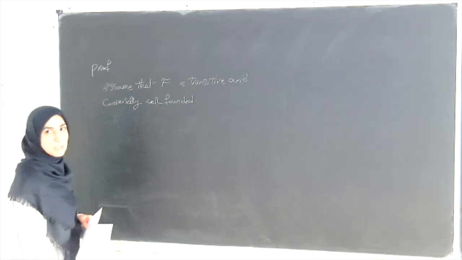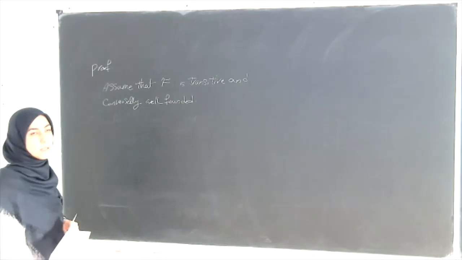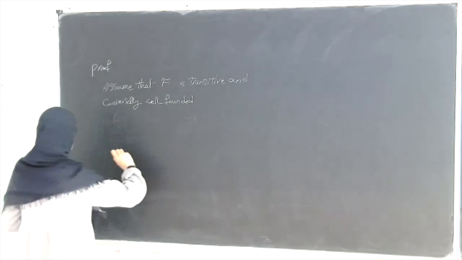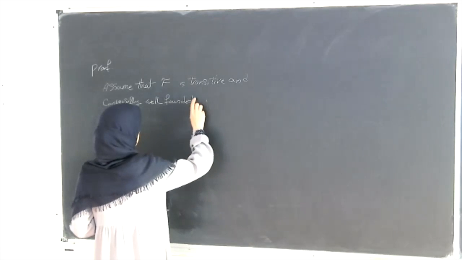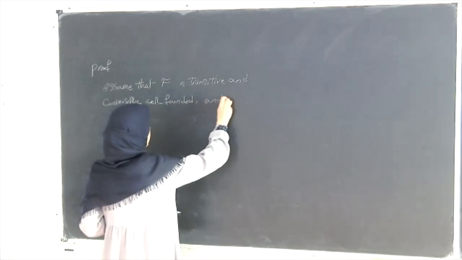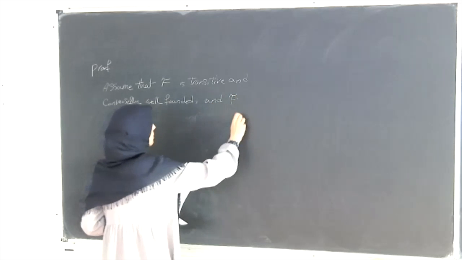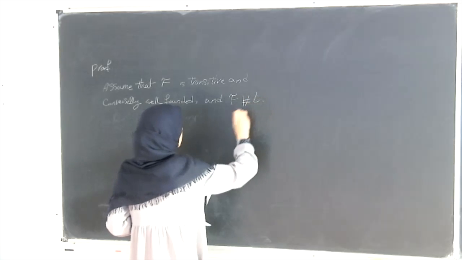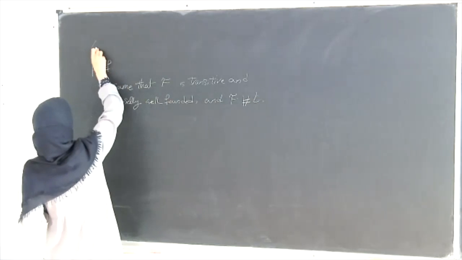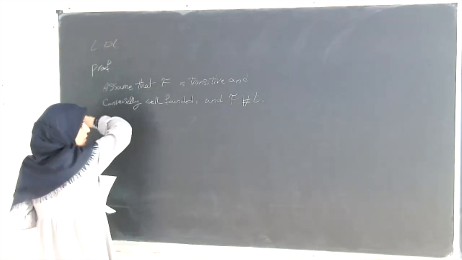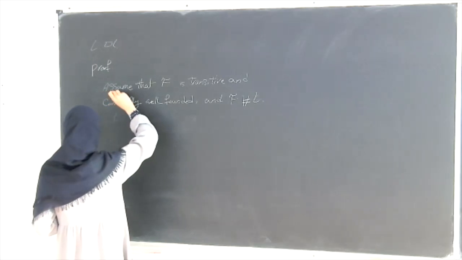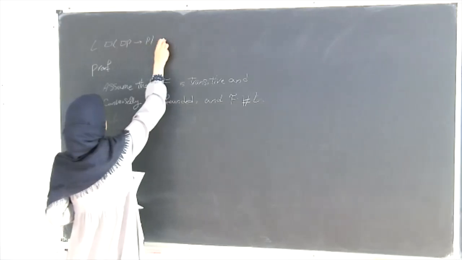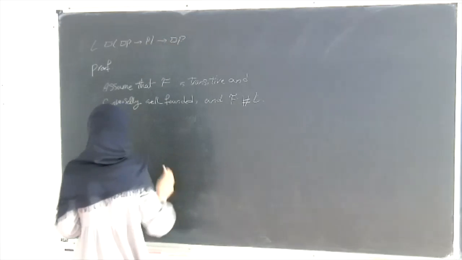We have to show that the Löb formula is valid on F. So suppose that L is not valid on F. By L, I mean the axiom of Löb, which says that box of (box of P then P), then box of P.